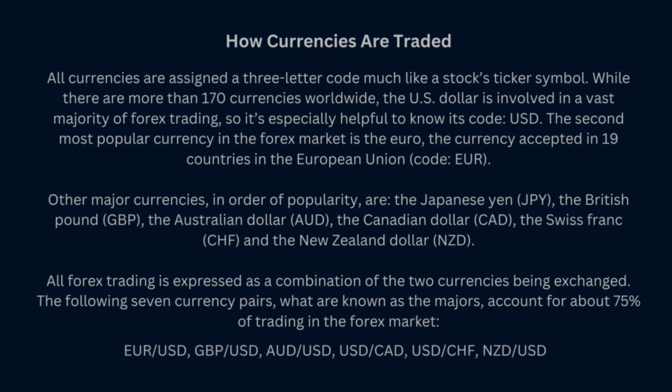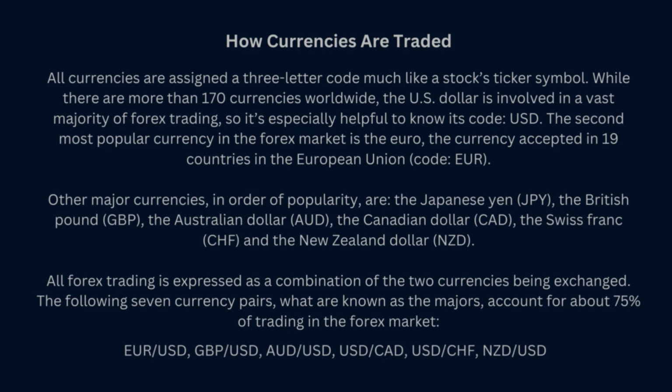The currency is accepted in 19 countries in the European Union and the code is EUR, while the US dollar is USD. Now other major currencies in order of popularity are the Japanese yen, which is the JPY, the British pounds, which is the GBP, the Australian dollar, which is AUD, the Canadian dollar, which is CAD, the Swiss franc, which is CHF, and also the New Zealand dollar, which is NZD.